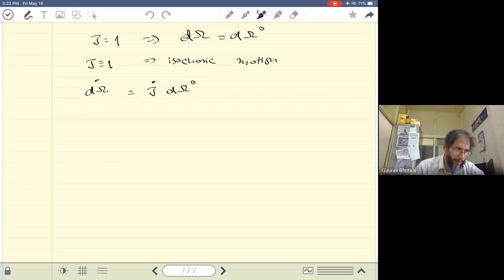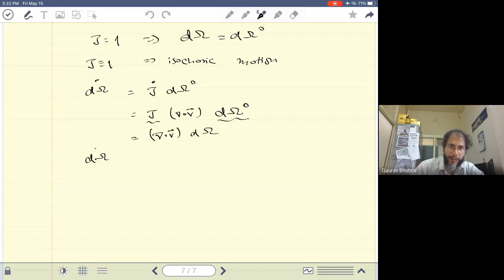So this J dot, as we already know, can be written as J times the divergence of velocity. We have shown that in the past, and then we have a d omega naught. Now, what is J times d omega naught? That is nothing but d omega. So finally, what we have is the material derivative of d omega, that is d omega with the dot on top, is the divergence of velocity times that volume d omega.